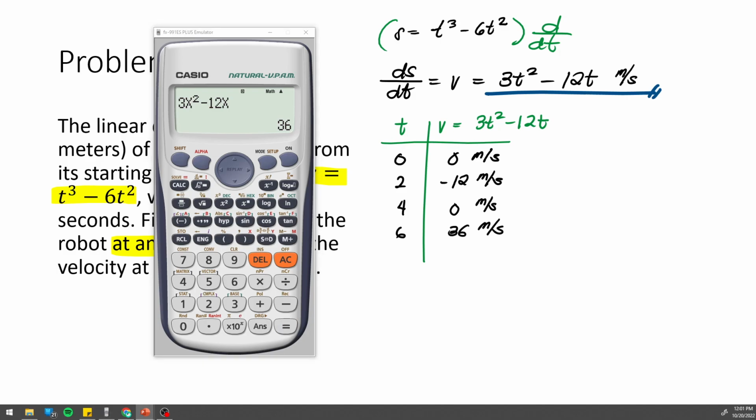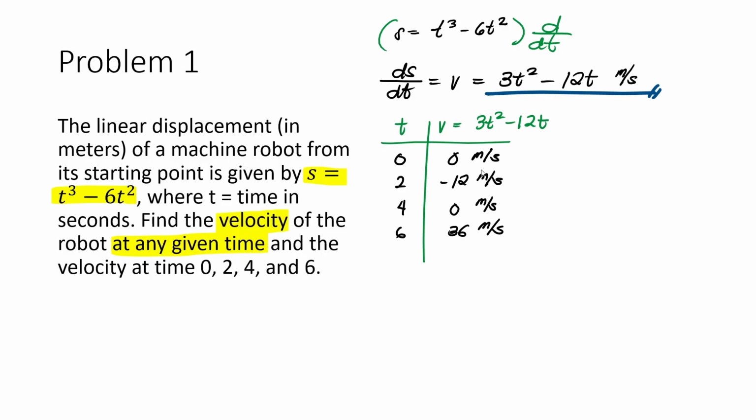So we have gotten our answers. At 0, velocity is 0. At 2, velocity is negative 12. At 4, velocity is 0. And at 6, velocity is 36.